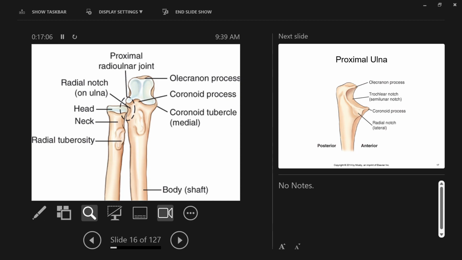Proximally, let's focus on the radius first and then the ulna second. You'll notice that the roles kind of switch, right? The radius was big at the wrist, it's now small up at the elbow. The ulna was small at the wrist, it's big at the elbow. Radius here, ulna here. On the radius side of things, a bony protrusion called the radial tuberosity can be seen on every radiograph.